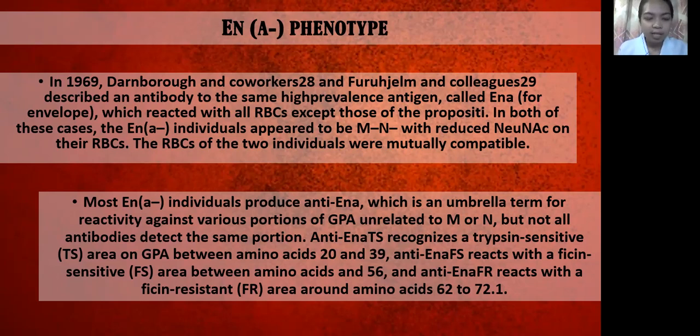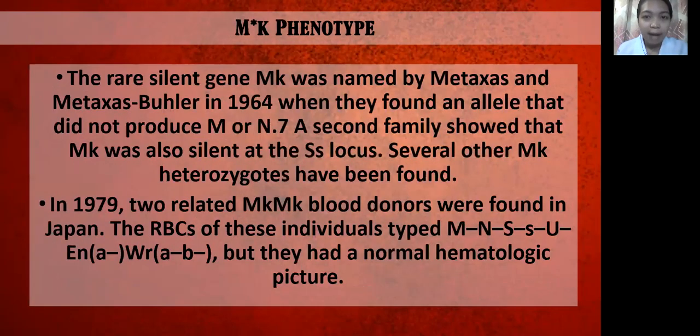So next is the MK phenotype, M raised to K phenotype. The rare silent gene MK was named by Metaxas and Metaxas-Bühler in 1964 when they found an allele that did not produce M or N. A second family showed that MK was also silent at the Ss locus. Several other MK heterozygotes have been found.